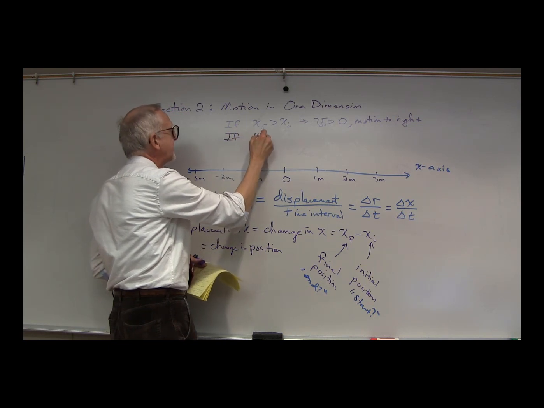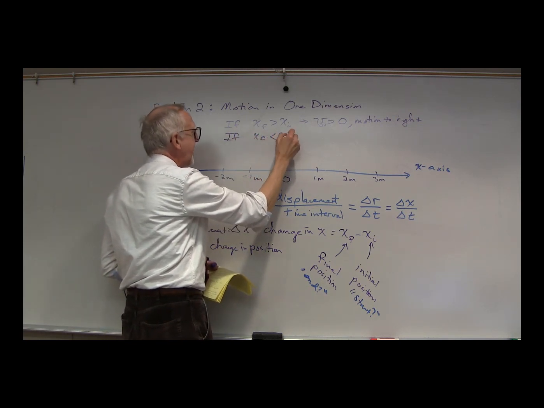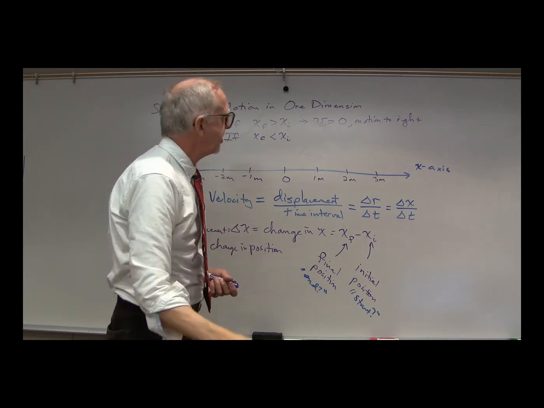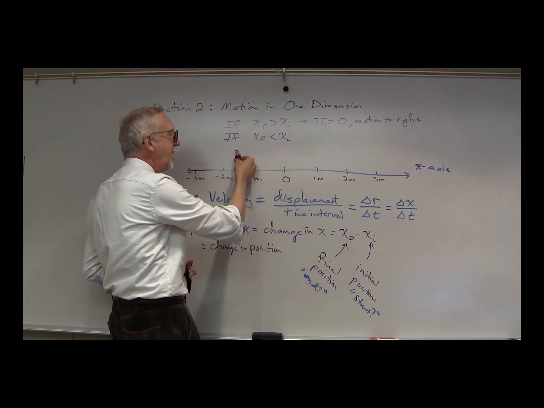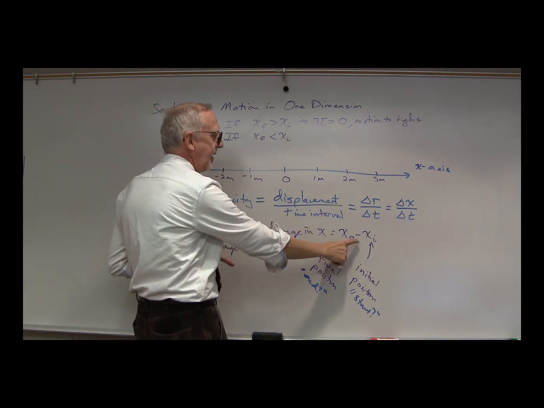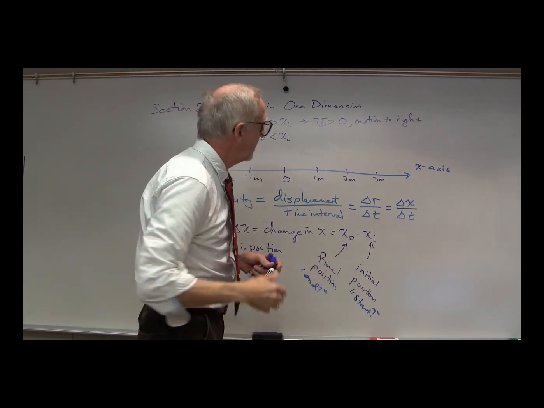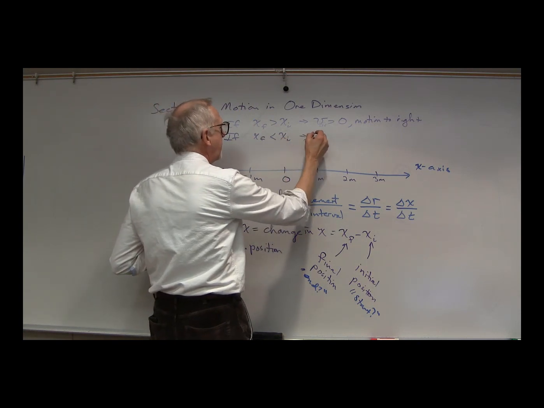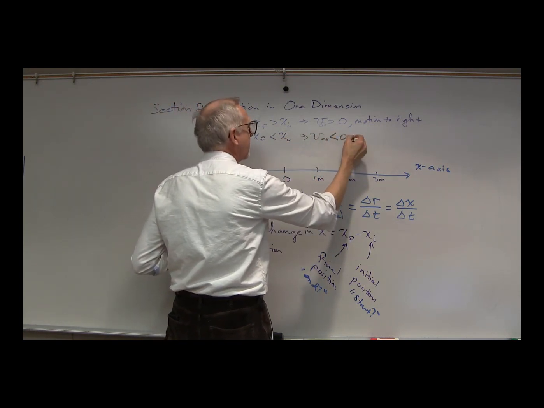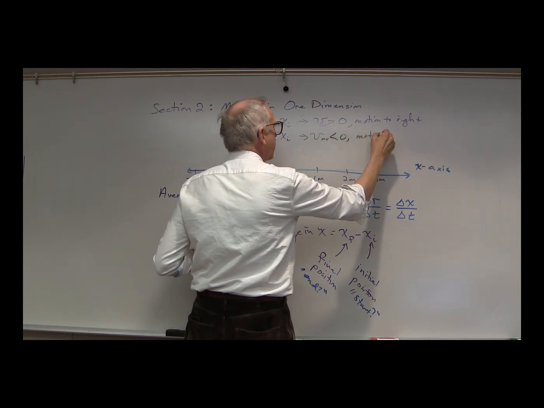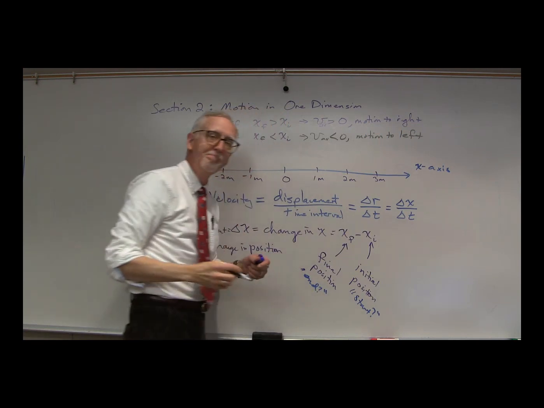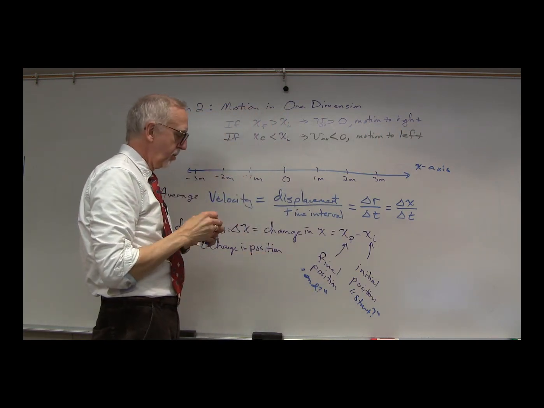If xf is less than xi, then what does that mean? That means the final position is to the left of the initial position. In that case, this will be a negative quantity, which means the average velocity is less than 0, which means an overall average motion to the left. And then one more.